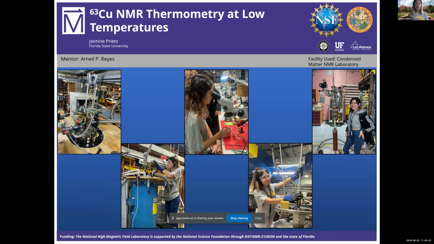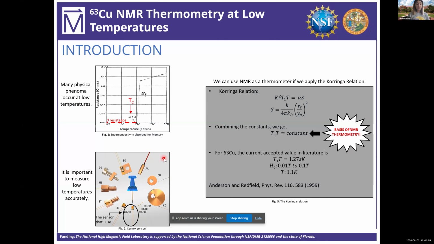My mentors are Neil Reyes, and in this talk, I'll show you how we could use NMR as a thermometer for low temperatures. Studying physical phenomena at low temperatures is imperative for a complete understanding of condensed matter systems. An example of this is superconductivity. Therefore, it's important to accurately measure at low temperatures, and this is typically done using sensors.